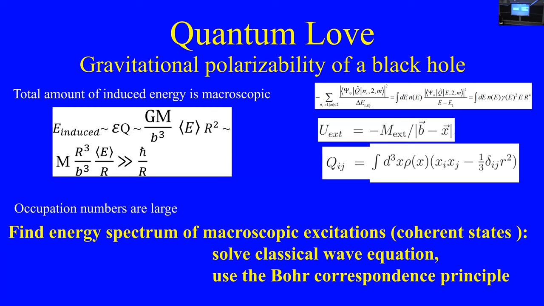Yes, so it turns out that this is just a justification why the quantum numbers are large in the region that I'm looking at and why I can use semi-classical analysis. Now, the problem is reduced to finding the internal spectrum of the quantum black hole, and then I use the Bohr correspondence principle to write a classical wave equation that will reproduce that.